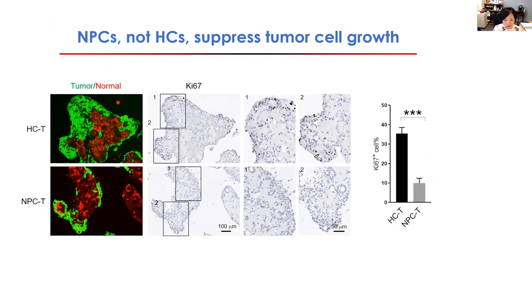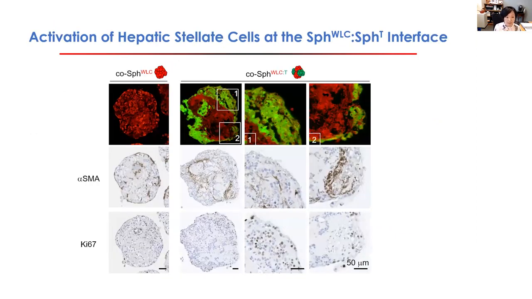And then, of course, the next question is why. Why are NPCs able to do this? So what we did is, we examined the co-spheroids that we generated by mixing the WLC spheroids with tumor spheroids, because WLC spheroids had all these different NPC cell lineages there. So we wanted to see what cells actually responded to tumor cell interaction. What do we notice after going through many different markers? That hepatic stellate cells seem to have changed quite a bit.